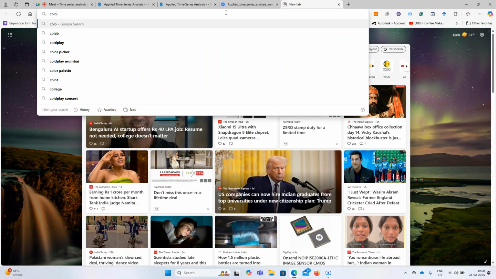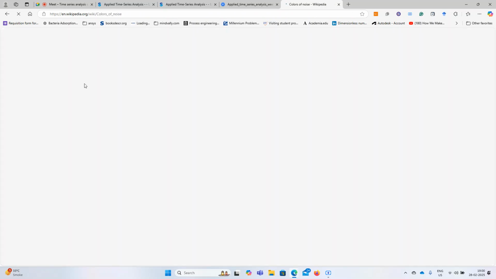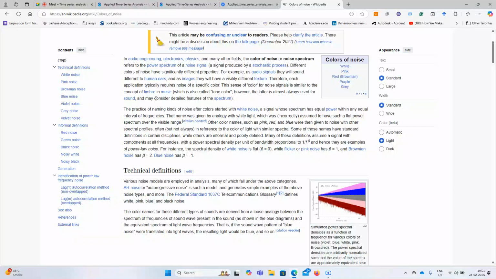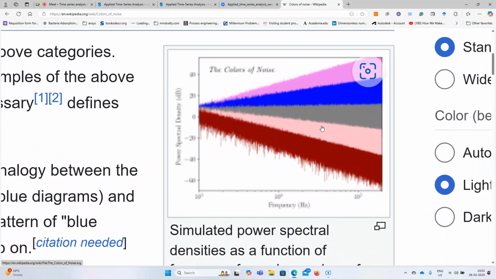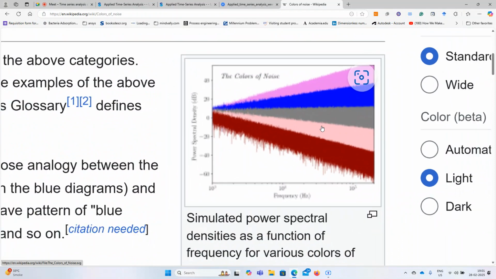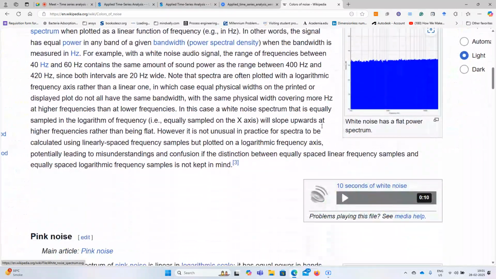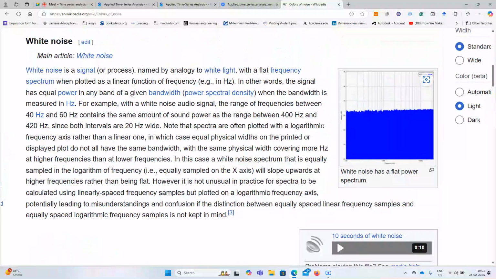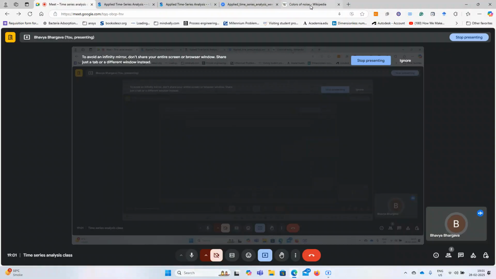But let's say we search colors of noises. There are several types of noises that come into play. First is white noise. If you go to Wikipedia itself, you will be able to see a lot of noise examples they have given.